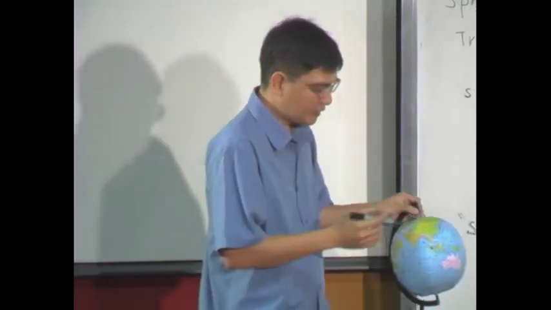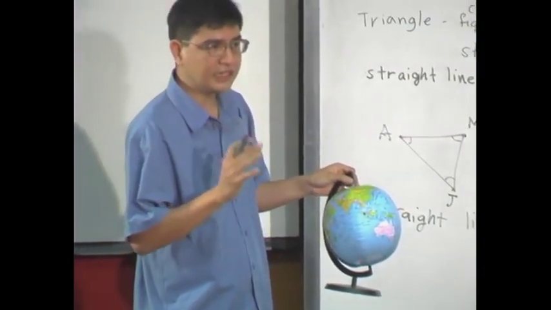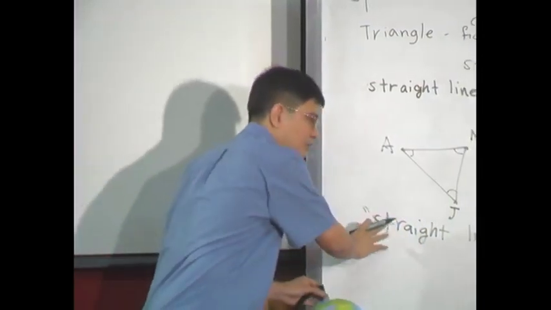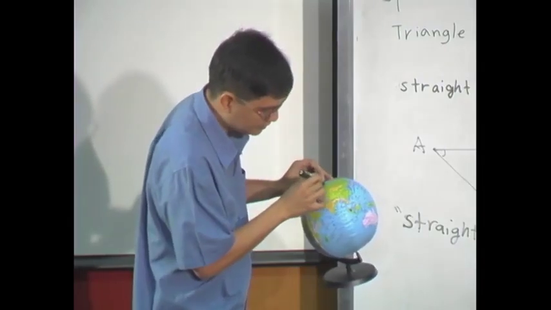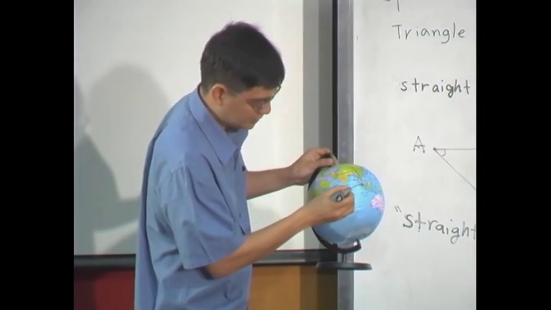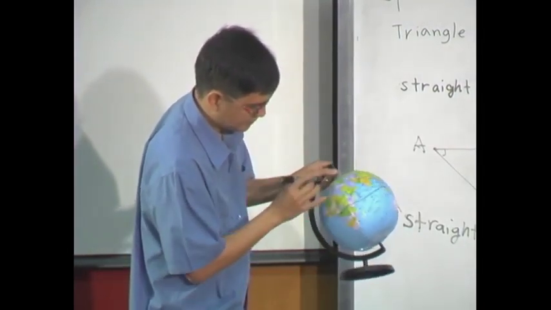Now, we have defined a straight line to be the line that is always along sea level. I'm using a different definition of straight line. And if we do that, you will see, let's try to create our triangle. Okay?